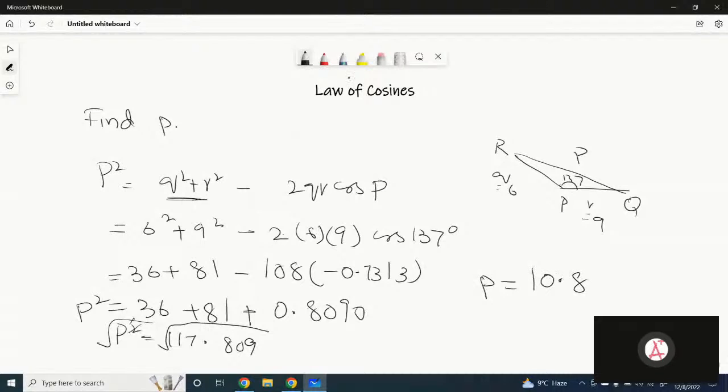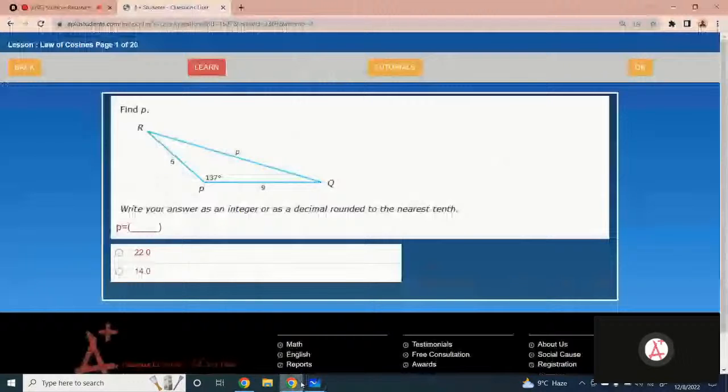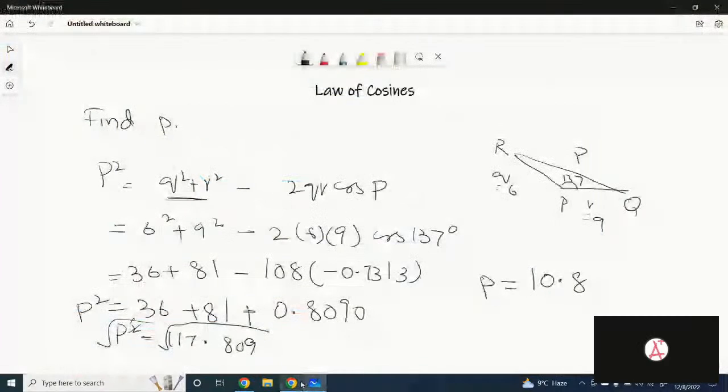Let's see if we have the option 10.8. No, we don't have 10.8. That means there is something wrong with my calculations. 36 plus 81. Let me just check cos 137 again.